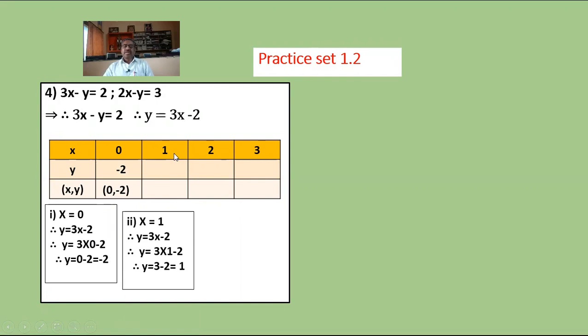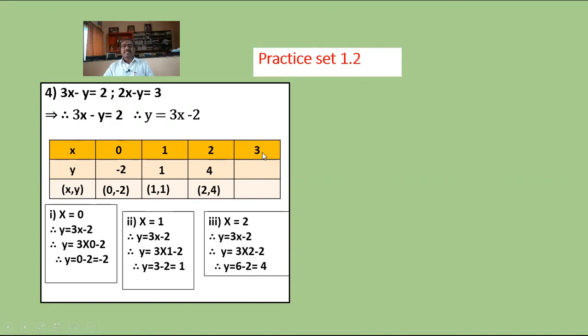When x is equal to 1, then y is equal to 3x minus 2, which is 3 into 1 minus 2, 3 minus 2 is equal to 1, so the coordinate point is (1, 1). When x is equal to 2, then y is equal to 3 into 2 minus 2, 6 minus 2 is equal to 4. Therefore, the coordinate point is (2, 4). And when x is equal to 3, 3 threes are 9, 9 minus 2 is equal to 7, and then we get the coordinate point (3, 7).